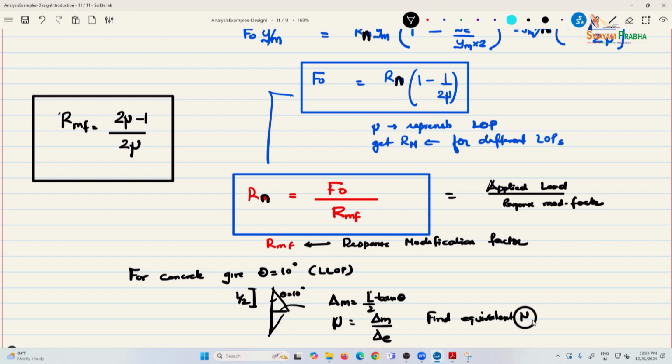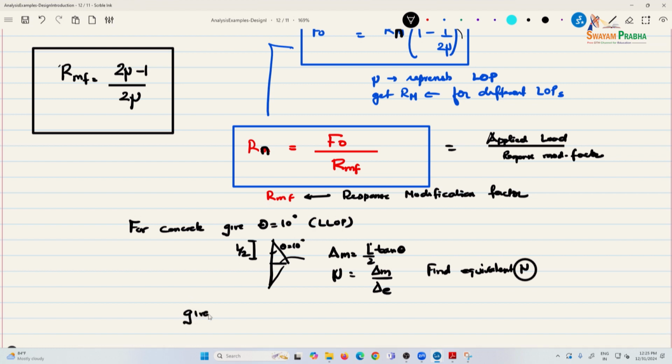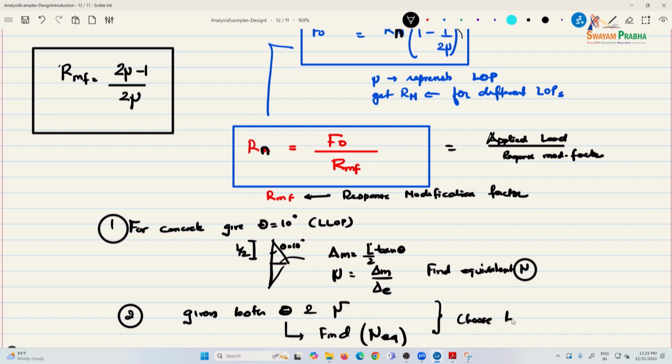If both are given, in this case you have to choose the lower one. So, the lesser the value of 1 minus 1 over 2 mu, the lower the factor. So, you choose the lower of the two. This is one scenario. Second scenario is if you are given both theta and mu, find the mu equivalent and then choose the lesser of the two values.